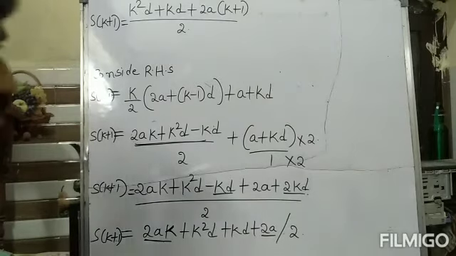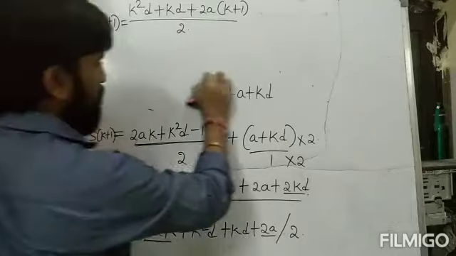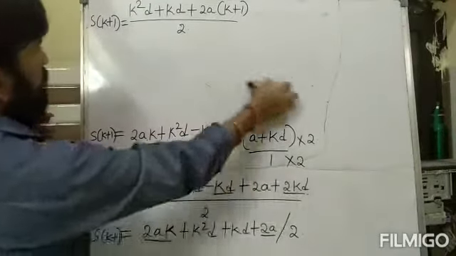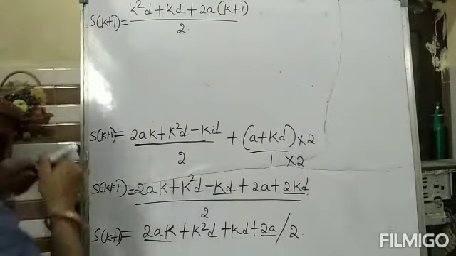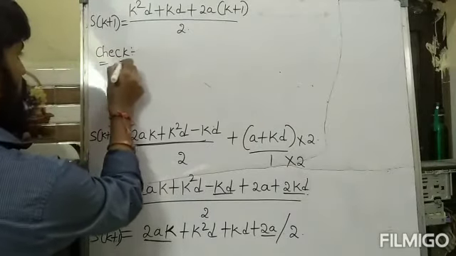Are we getting it? Is this equal or not? We need to choose S of k plus 1. Now check. How do we have to check?